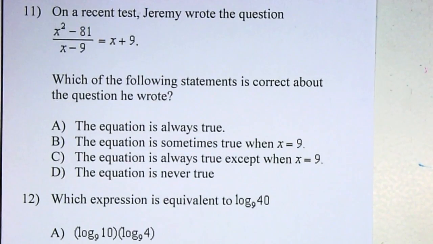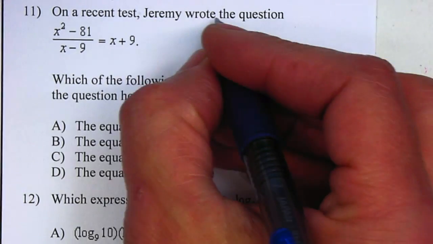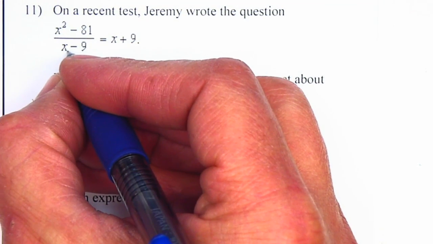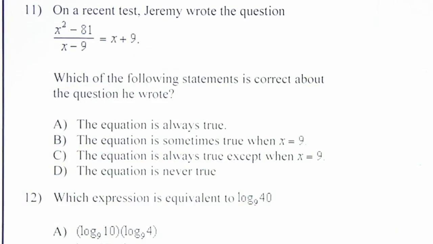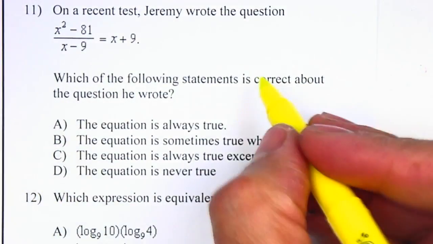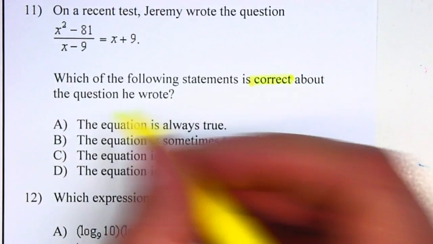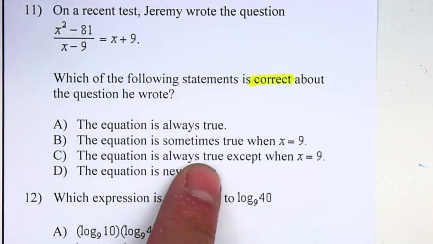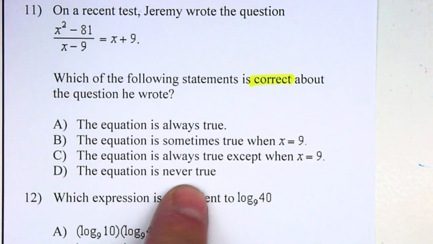Problem number 11. On a recent test, Jeremy wrote the following equation. X squared minus 81 divided by x minus 9 is equal to x plus 9. Determine which statement is correct about the equation that he wrote. It's always true, sometimes true, never true.